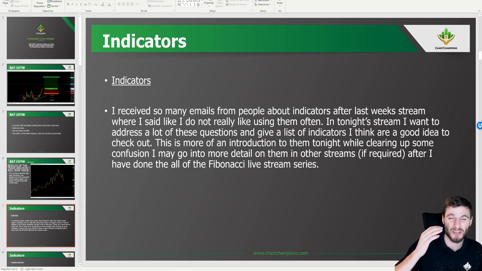For example, tonight I was debating mentioning Ichimoku Cloud, but I feel that this is definitely a requirement for its own live stream rather than getting it in tonight. That is one definitely for its own live stream. It's too complex to cover in a 10-minute segment while I'm going through lots of them. So there are other indicators like this that require their own live stream.